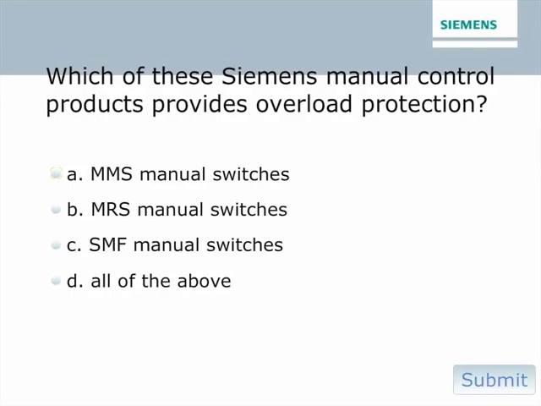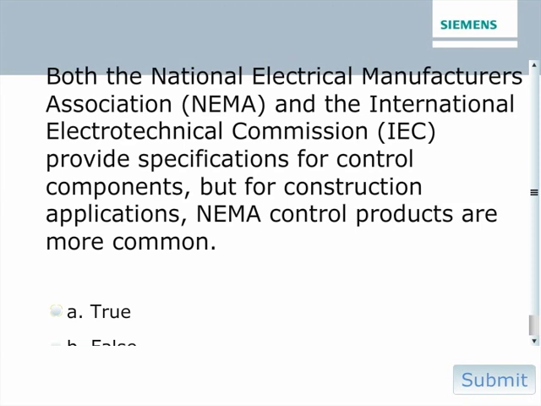We just finished section 2, so now it's time for another knowledge check. Question 1. Which of these Siemens manual control products provides overload protection? Is it A, MMS manual switches, B, MRS manual switches, C, SMF manual switches, or D, all of the above? Question 2. Both the National Electrical Manufacturers Association, NEMA, and the International Electrotechnical Commission, the IEC, provide specifications for control components, but for construction applications, NEMA control products are more common. Is it A, true, or B, false?